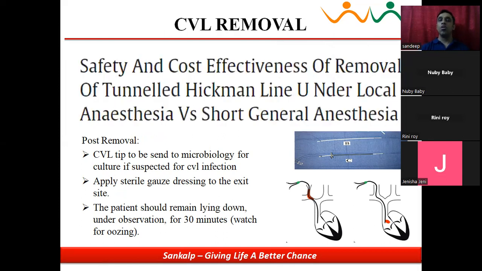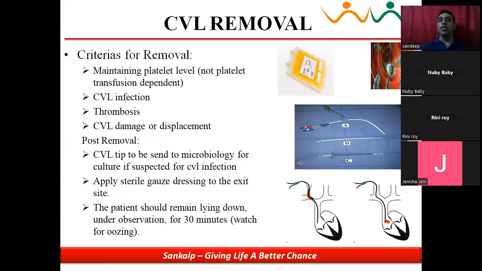After removing, closely observe that area for 30 minutes. Keep an eye out, and if there is any oozing or bleeding, immediately inform the doctor. If we suspect a central line infection and are removing it, the tip has to be sent for culture. The tip has to be taken sterilely and sent for culture; otherwise, we can discard it. And as I mentioned before, we have to closely monitor the exit site for at least 30 minutes.